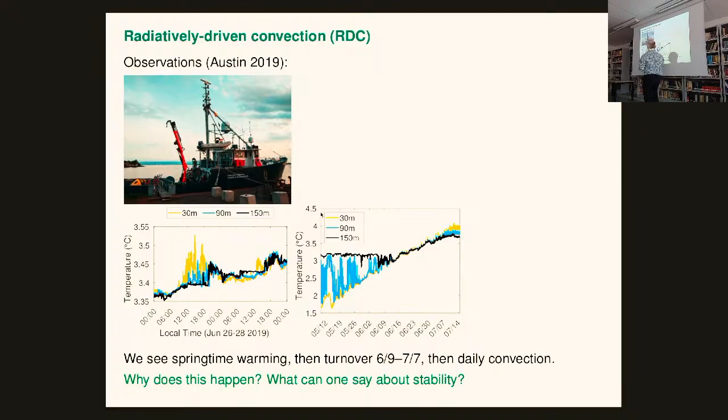And this is data taken by my colleague Jay Austin from the lake. This is from May to July. This is in the middle of the lake, not near the shore. What you see are temperatures at 30, 90, and 150 meters depth. So this is a deep lake. And you see that it's not very warm. It's between 1.5 and 3 degrees C. So I don't recommend swimming in Lake Superior at 30 meters depth without the right equipment.